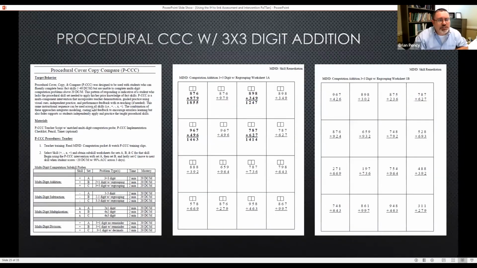So here's an intervention I have also on my website. It's just procedural, cover, copy, compare. And so this literally, I would work the first one and show the student 6 plus 9 is 15. I carry the 1, 7 plus 7 is 14 plus 1, so 15, I carry the 1. And then I would have him do it and he would talk me through the procedure, right? And then I would have him do it independently.